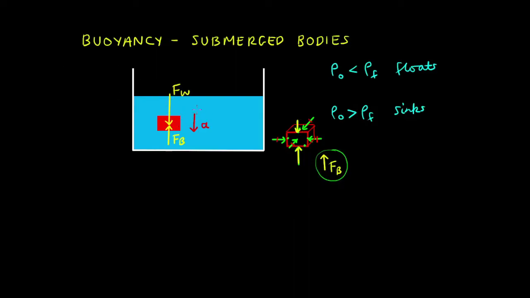So therefore the object is going to accelerate downwards, and we can thereby apply Newton's second law in the vertical direction. So the net force in the vertical direction is the mass of the block times the acceleration. And I'm going to take my positive y direction to be downwards. So what we have is the force of weight minus the buoyant force is equal to the mass times acceleration.